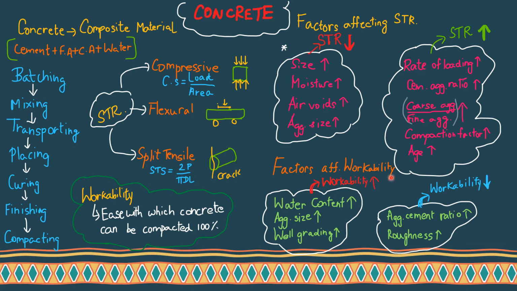Factors affecting workability are: the water content increases, or the aggregate size increases, and well grading increases, well gradation. If all these things increase, then your workability is going to be affected. And if your aggregate cement ratio increases, followed by roughness also increasing, then your workability will drop here.